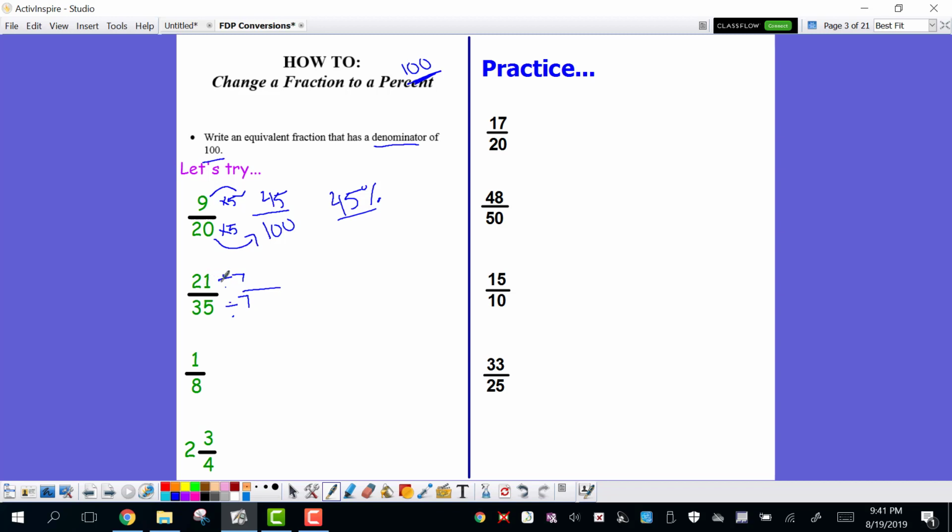So 21 divided by 7 gives me 3. 35 divided by 7 gives me 5. Oh look, now we have a 5. A 5 can easily be multiplied by, you're right, 20 to make 100. Remember, our goal is to get our denominator to be 100. So now what I do to my bottom, I must do to the top. I multiplied 5 times 20 to get 100, so I multiplied 3 times 20, and that gives me 60. And this is 60%.